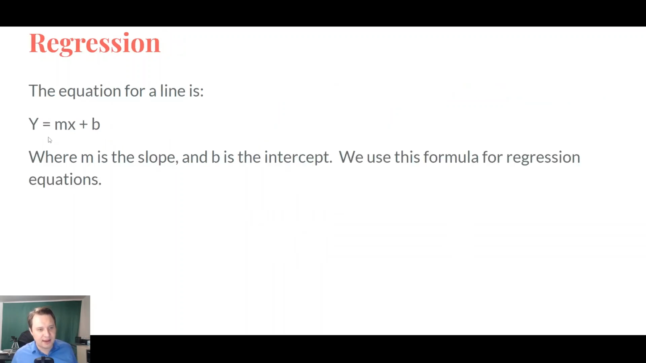So here's the line for regressions. You might be familiar with this, y equals mx plus b. M is the slope of the line and b is the intercept. Most of the time, b is interesting because b tells us how much the values have in common. So how much all of the variables have in common. That's what b tells you.